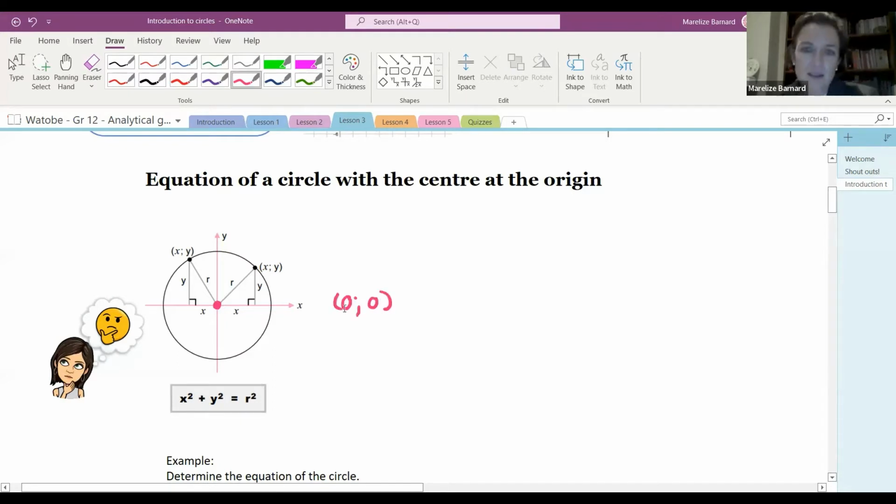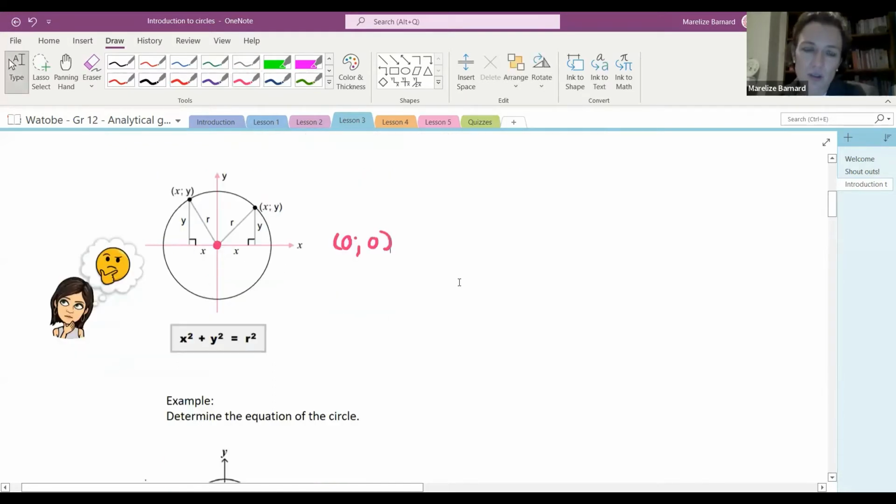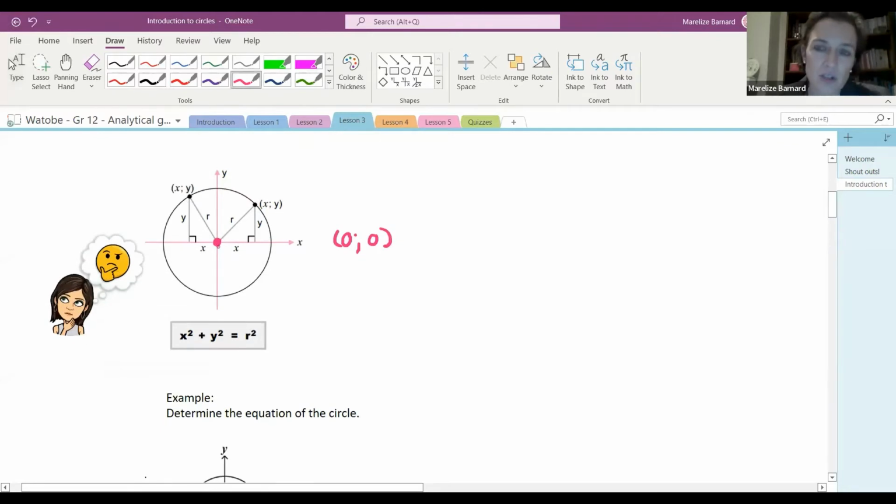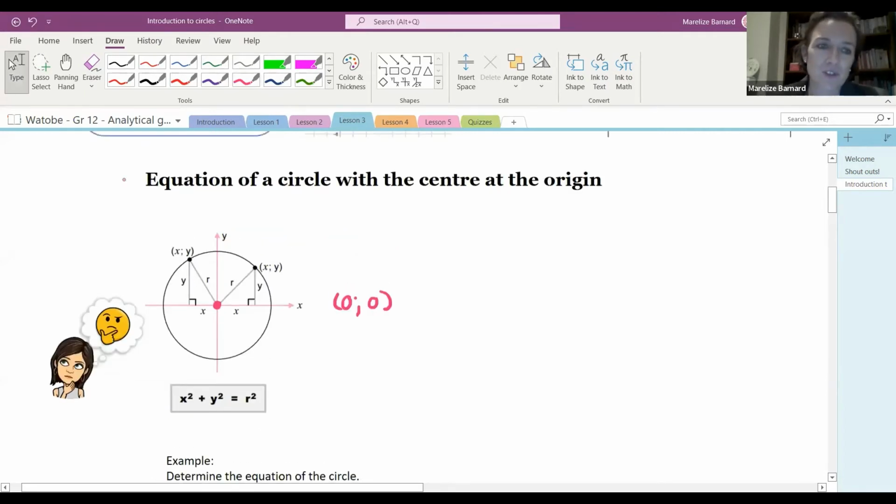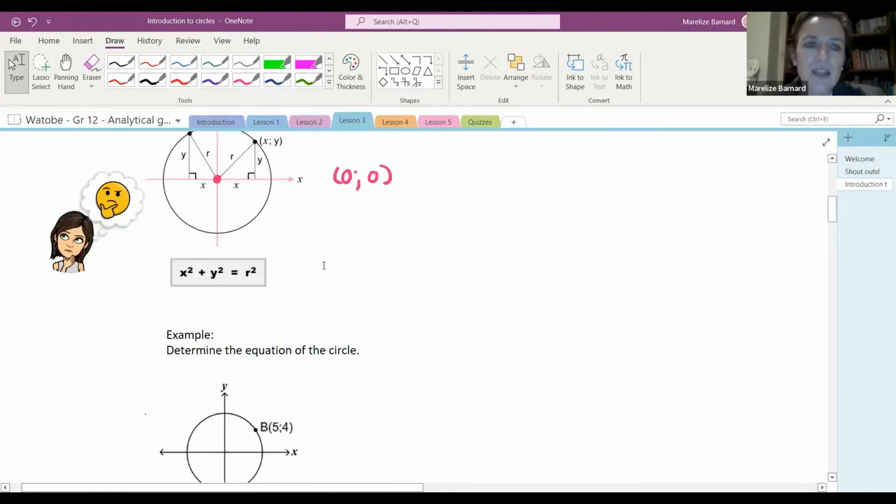And in this diagram, we have a circle with its center at the origin. Okay, so that's the first type of circle you need to tick, the one with its center at the origin. And for that circle, we can just use the formula x squared plus y squared is equal to r squared. What does this remind anyone of?